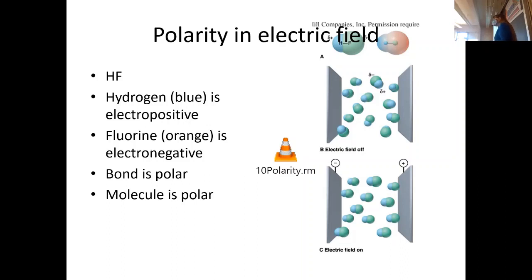But if I have more than two atoms, we can't just look at whether or not the individual bonds are polar, because sometimes they balance each other out. So if we think about something like carbon dioxide, it has oxygens that are opposite one another, kind of like this. Show you on the screen here.